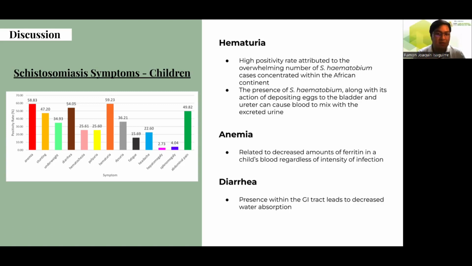Anemia's high positivity rate, on the other hand, can be related to the parasite's behavior of ingesting blood within the vessels, leading to decreased amounts of ferritin within the child's body, regardless of the intensity of the infection. Now, diarrhea, once again, can be attributed to the behavior of the parasite, where it settles within the GI tract, where it can lead to decreased water absorption within the affected area. Next slide.